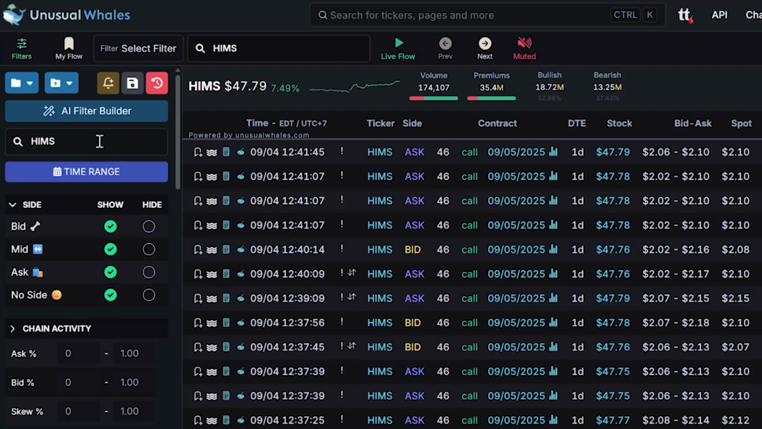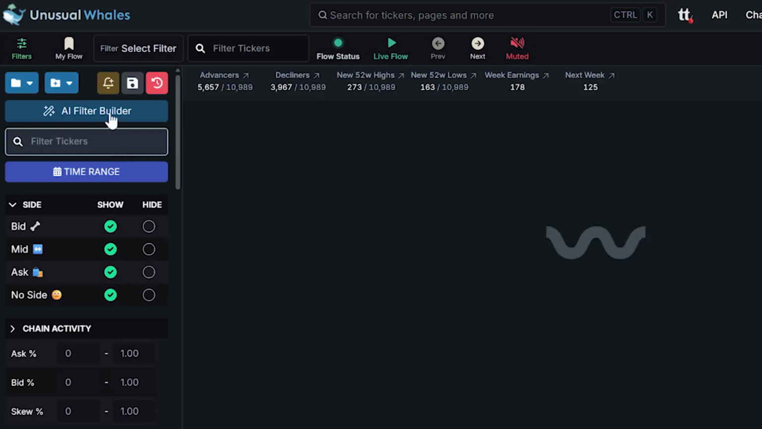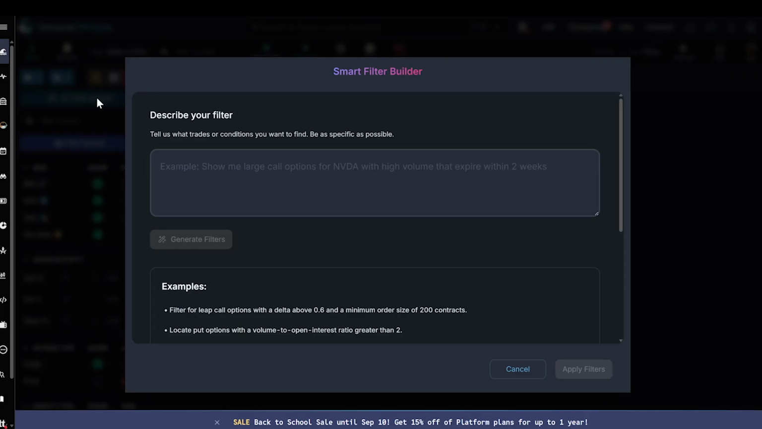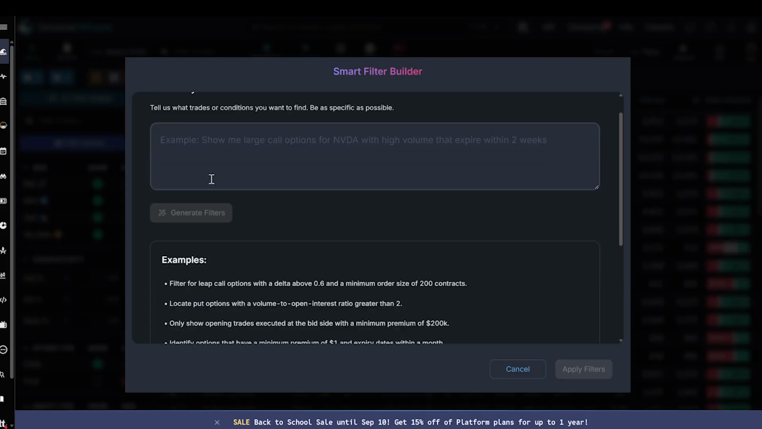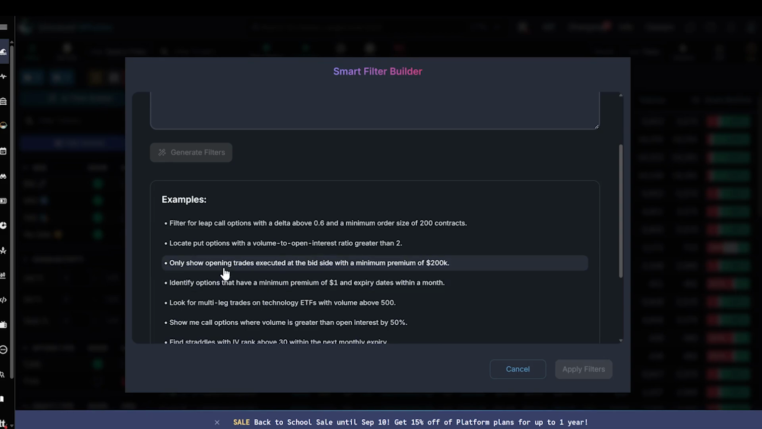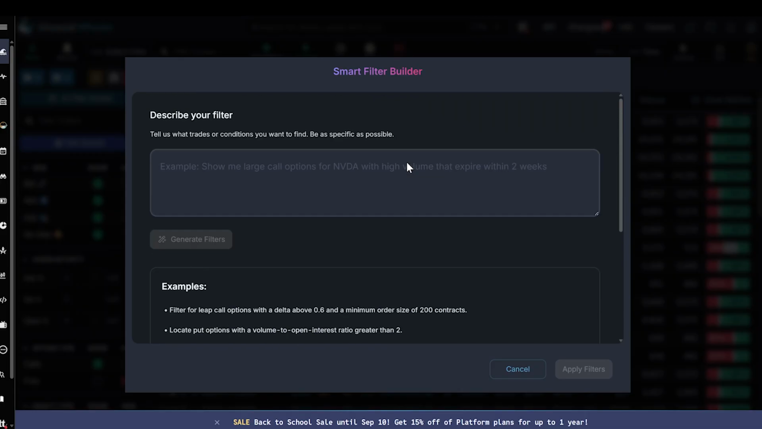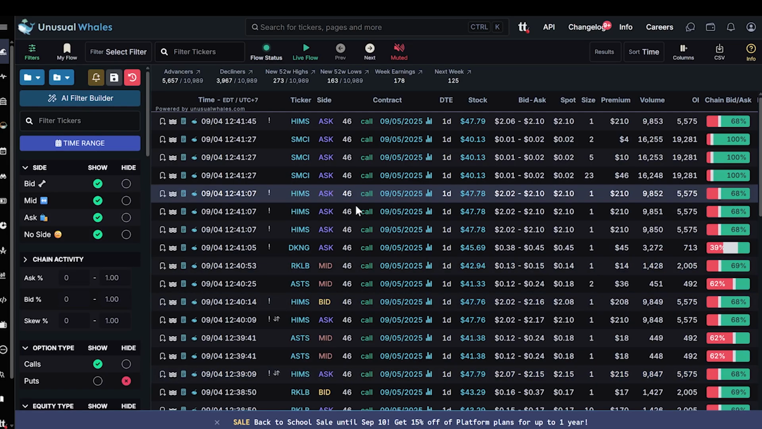Another neat feature within Unusual Whales is this AI filter builder. You can describe a filter. So they give some examples here. You can look for opening trades executed at the ask with a minimum premium of whatever you like, and volume is greater than open interest. And just type that in here, and Unusual Whales will actually create the filter for you using generative AI. It's a really nice way to build filters pretty quickly.